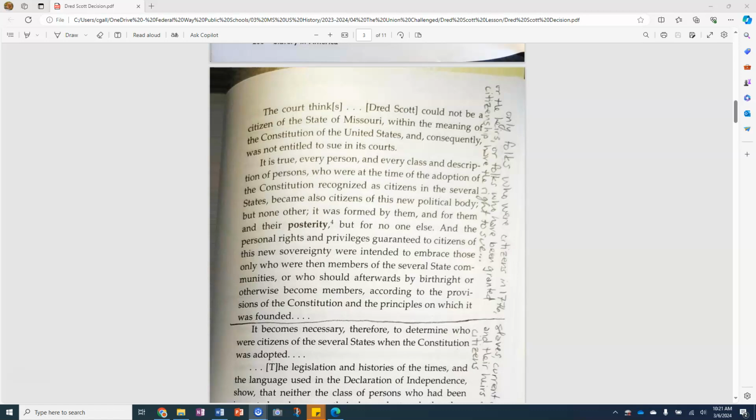Okay? So Scott is not a citizen. He doesn't have the right to sue. And at the time, citizen was a very specifically defined term to mean those people who were considered citizens at the time the Constitution was adopted, and their families on down the lines, and people who were added later specifically.